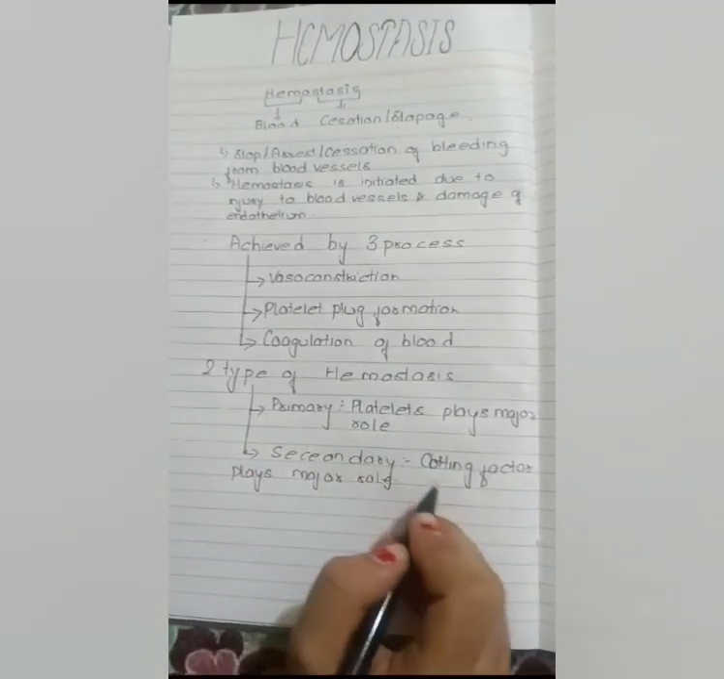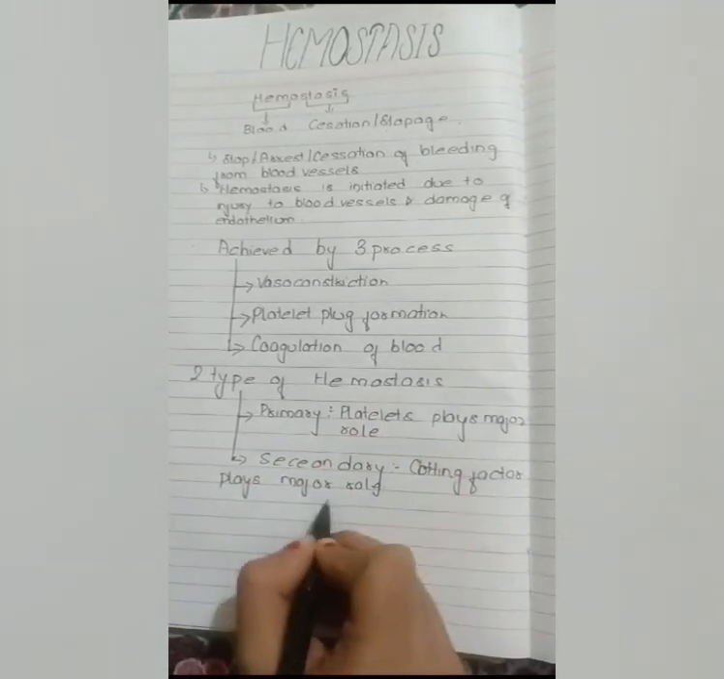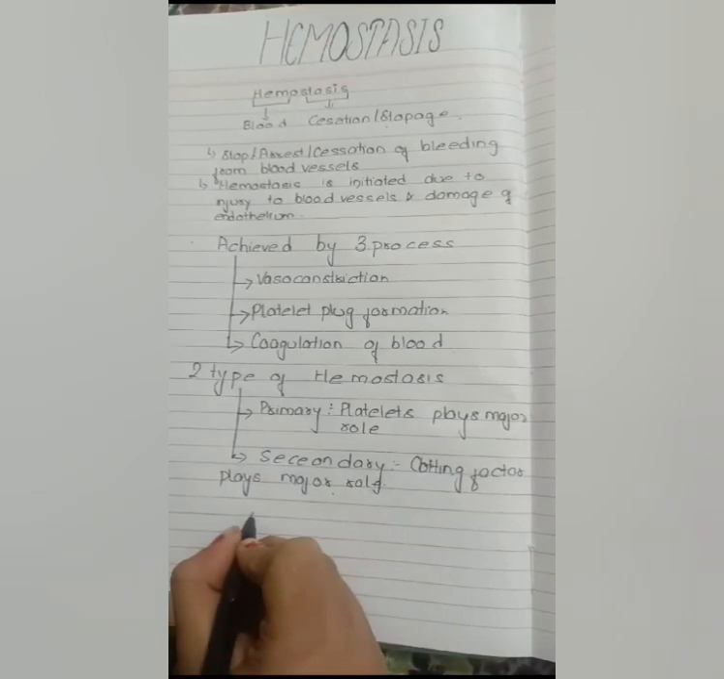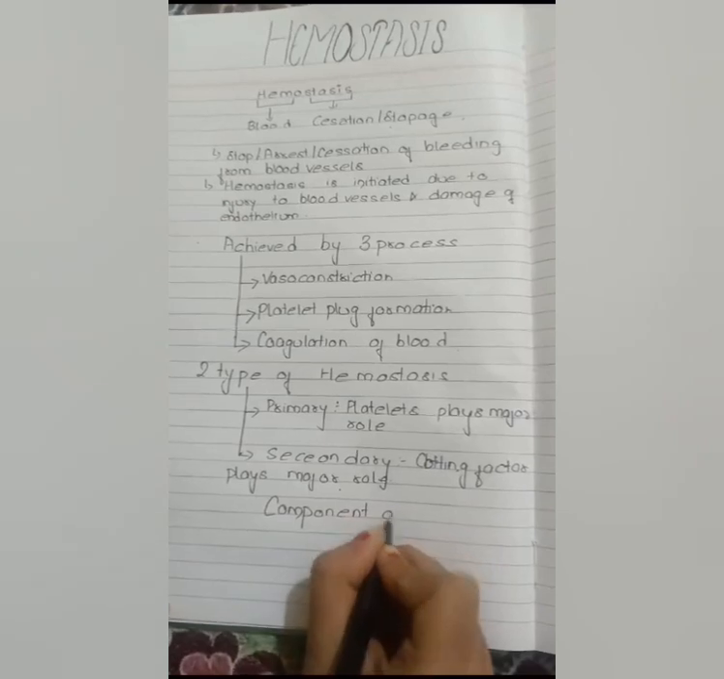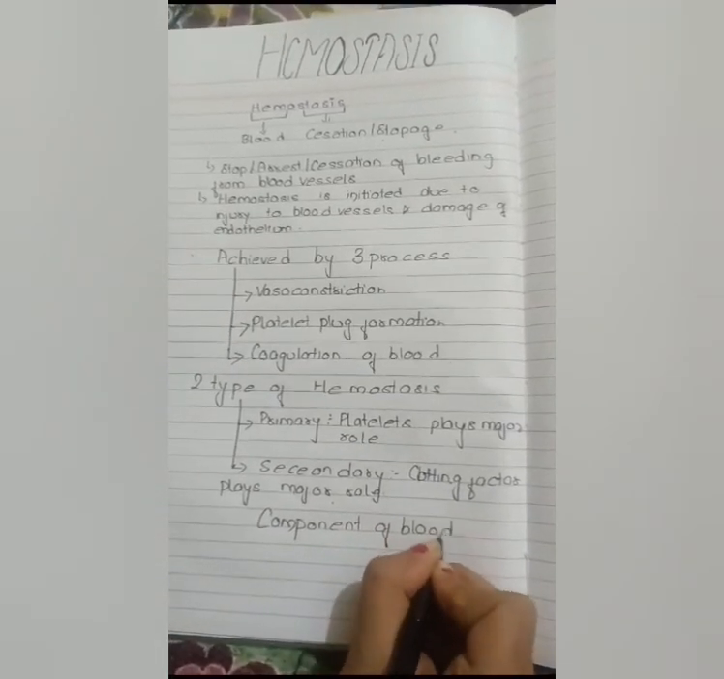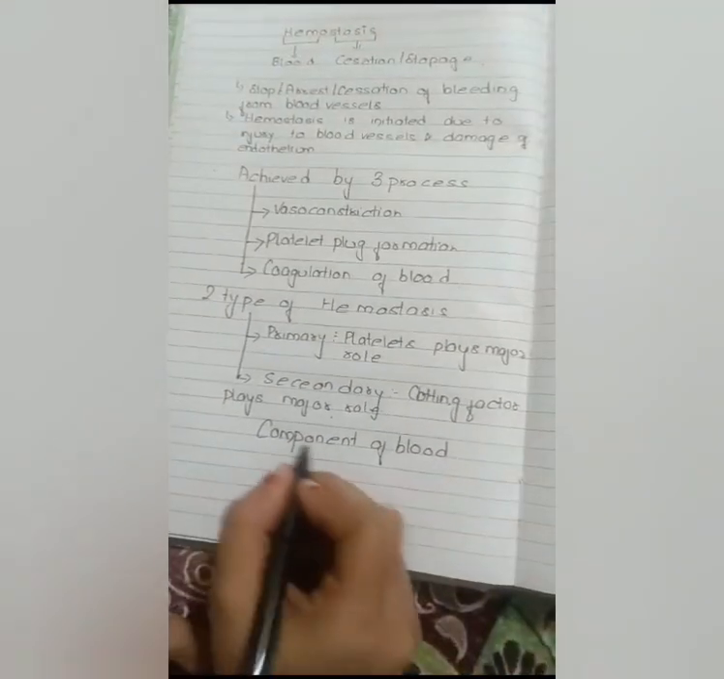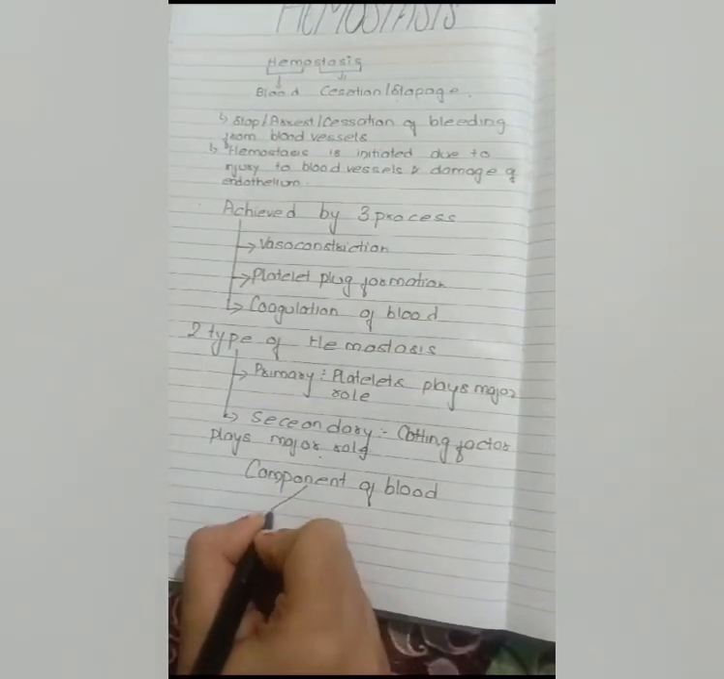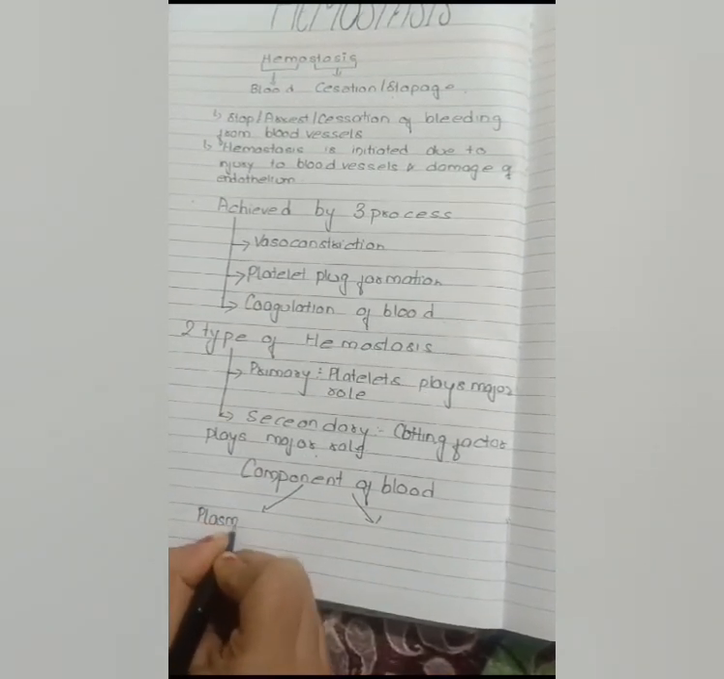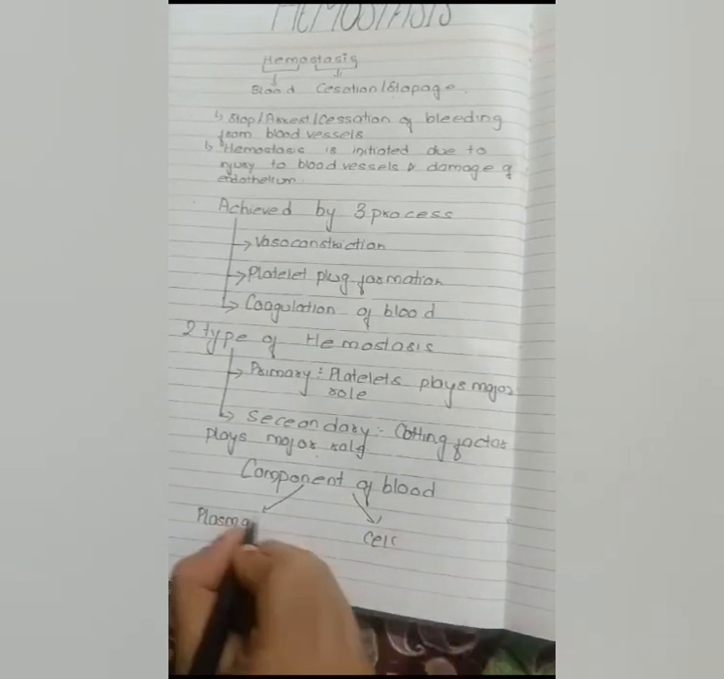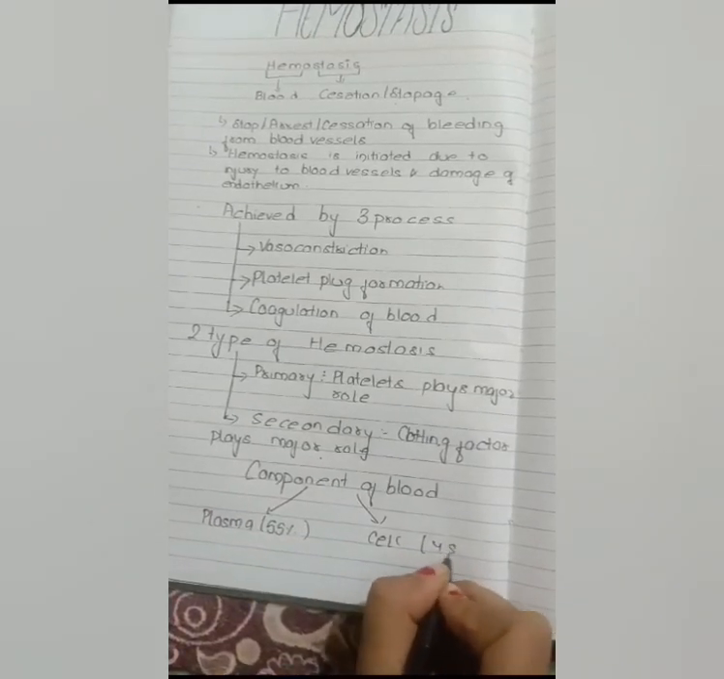Both of these, platelets and clotting factors, are present in our blood. So, let's discuss the components of the blood before discussing the types of hemostasis. The major components of blood are plasma and cells. 55% is plasma, whereas 45% is cells.